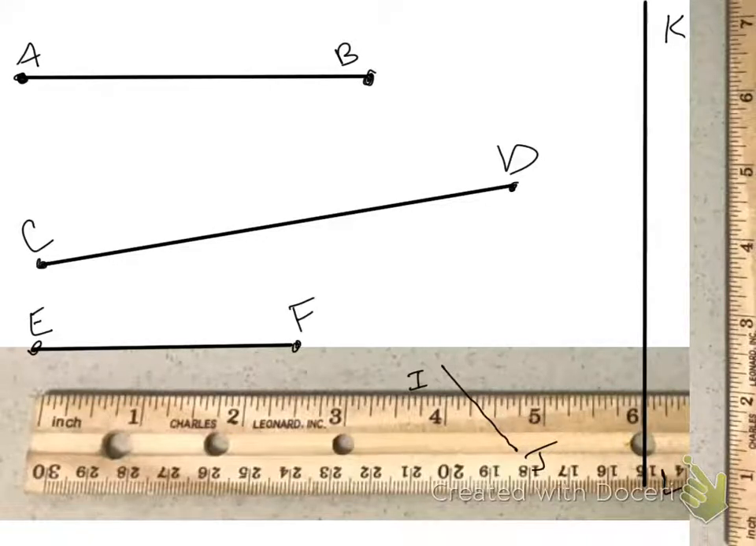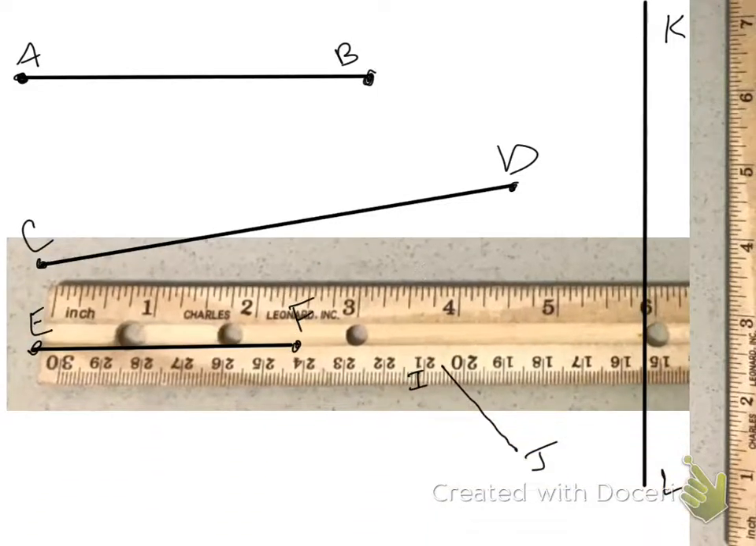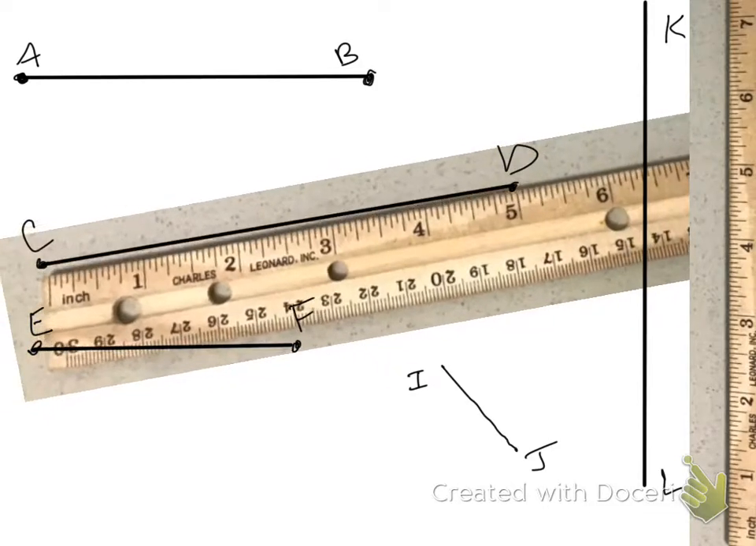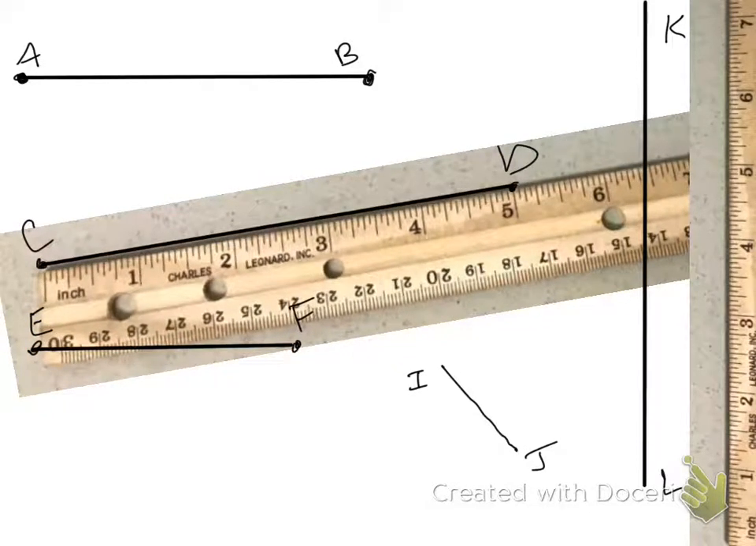All right. So if we look at line segment CD, and I have to turn my ruler, we can see that this line segment is 5 inches long. And remember, when we use a ruler, we line up the first endpoint with my 0 mark, which is the first line on the ruler, and we look to see where it goes to. So this one is at 5 inches.